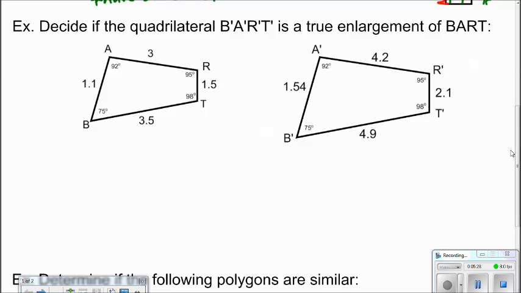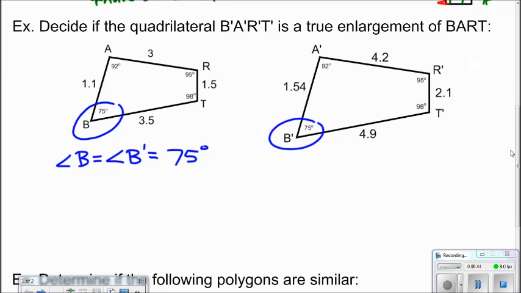Okay, so we have two polygons. They are quadrilaterals, meaning four-sided shapes, but they're not squares and they're not rectangles. And so we're going to check the different side lengths. So when we look at angle B and B prime, they are both 75 degrees. So they are corresponding and they are equal.